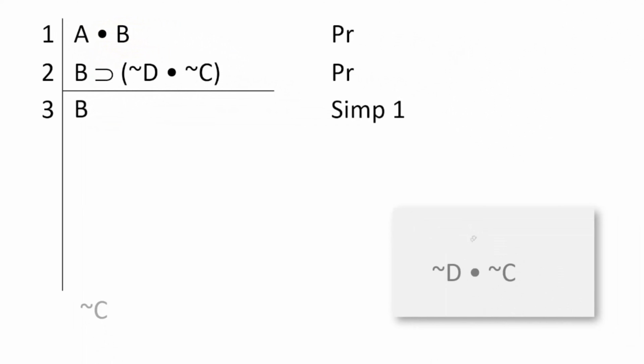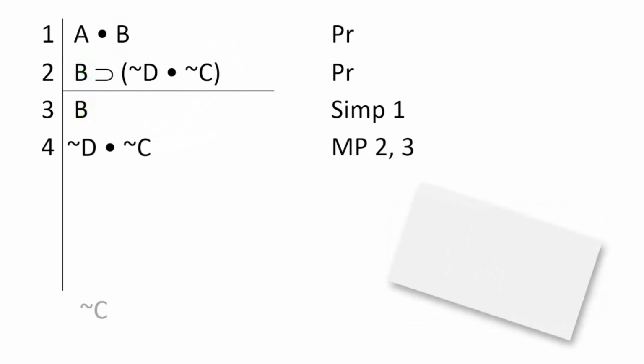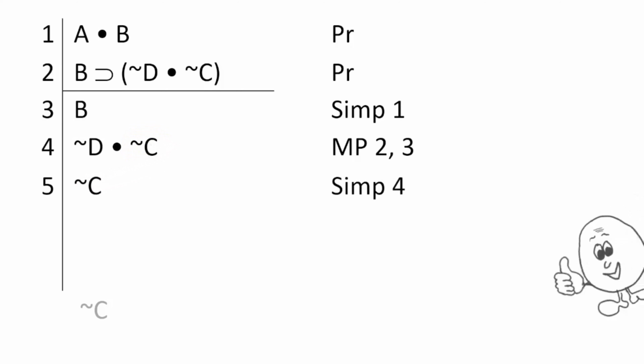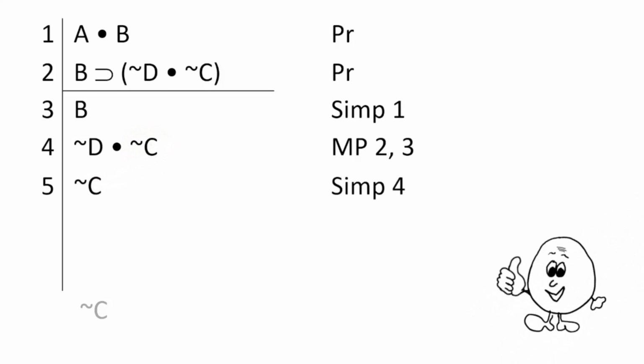Now that we have B, we can match the antecedent of the conditional in line 2 and detach the consequent. And given the thus derived conjunction, what remains is the application of the simplification rule to get not C. We wanted not C, we got it. That's it.